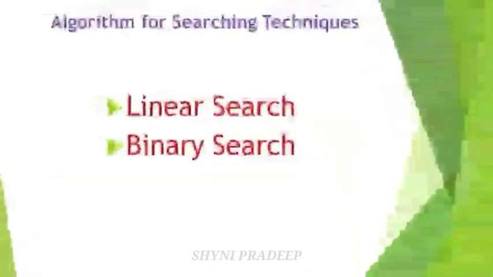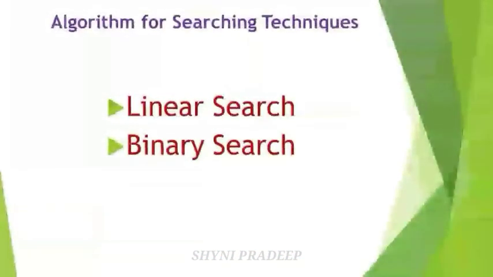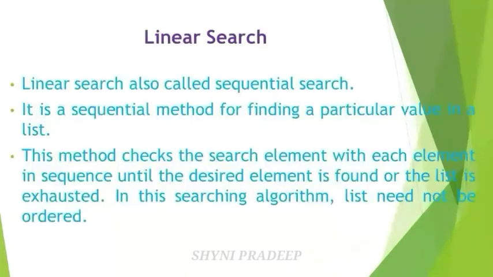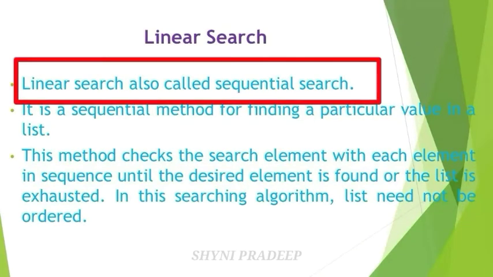Coming to the next topic, algorithms for searching techniques. This is divided into two types. What are they? Linear search and binary search. Now let us see about linear search. What do you mean by linear search? Linear search is also known as sequential search.